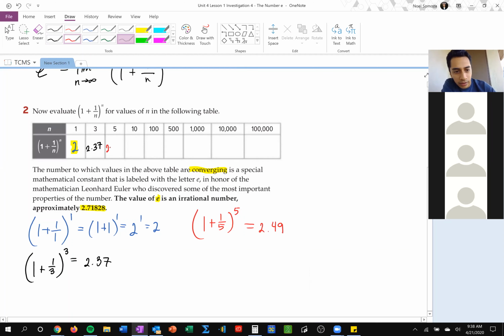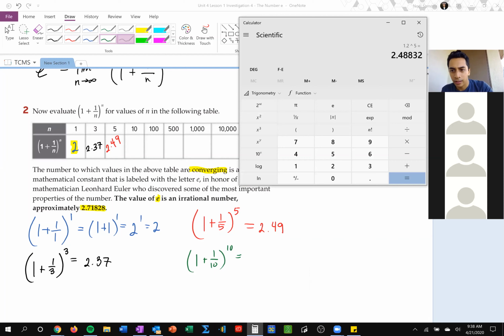Okay, so the size of n went up. Now we've gotten closer to 2.71. Next value, now we're going to jump. We're going to use 10. So 1 plus 1 over 10 to the 10th power. And so 1 divided by 10 plus 1 to the 10th power. And once again, we're a little bit closer now. We're at 2.59.